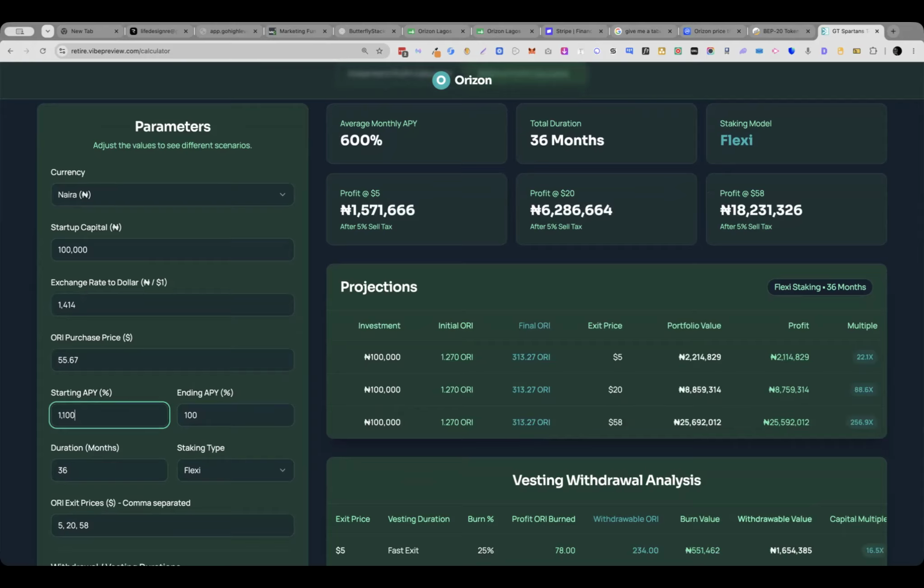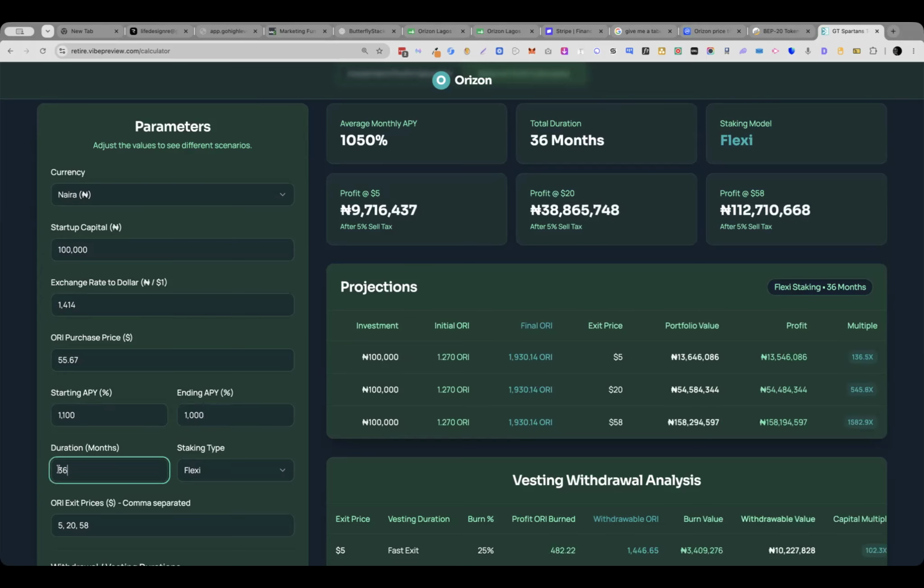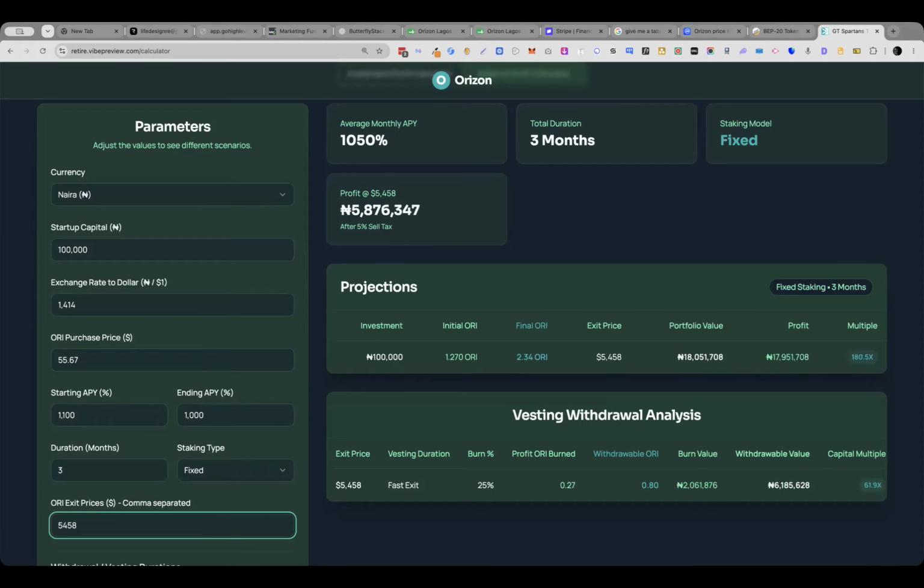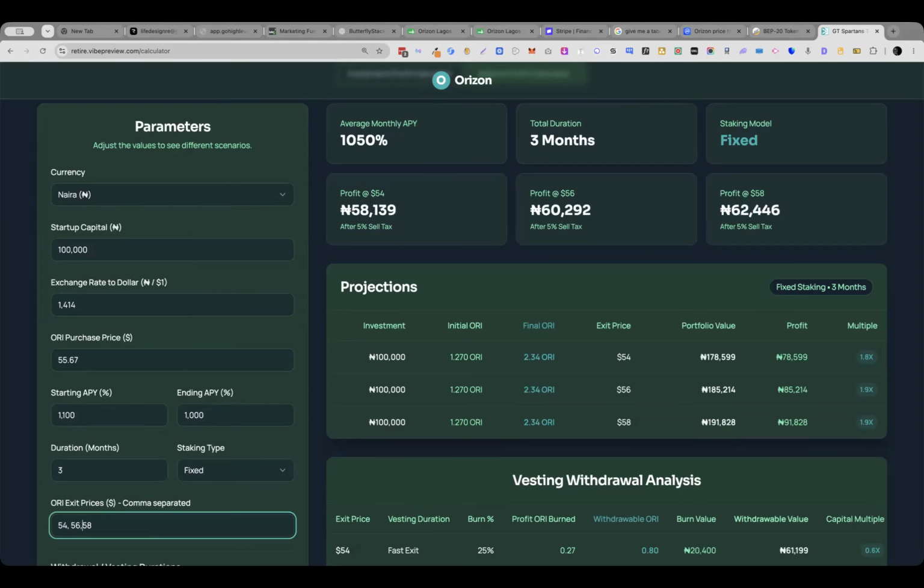Now, I know that a lot of us want quick money. You want money you can see right now. So let's start there. Let's say you invested in this project for 3 months, okay? And in that duration, let's say the APY went from 1,100 to 1,000 in 3 months. 3 months is what you want to invest. So I'm going to change the investment duration to 3 months. And let's say you fix for 3 months. In 3 months, you are still going to come back and meet prices like 54, 56, and probably 58. Those are the options you have. And you fix 100,000 naira and you left it for 3 months.